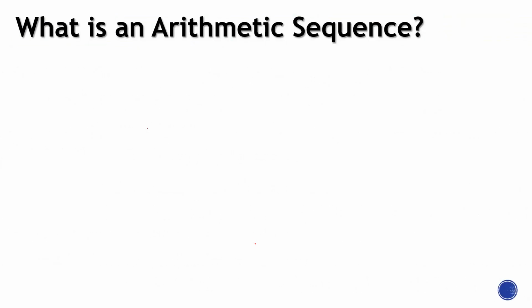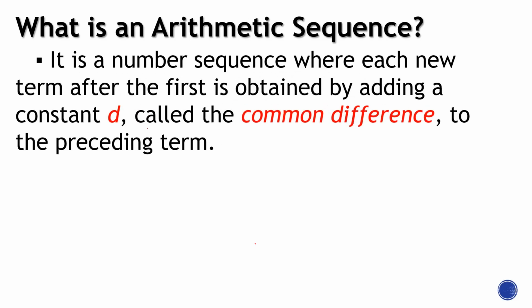Now let's discuss what an arithmetic sequence is. It is a number sequence where each new term after the first is obtained by adding a constant d, called the common difference, to the preceding term. So the question here is, what makes an arithmetic sequence arithmetic? Well, you need to have a common difference.